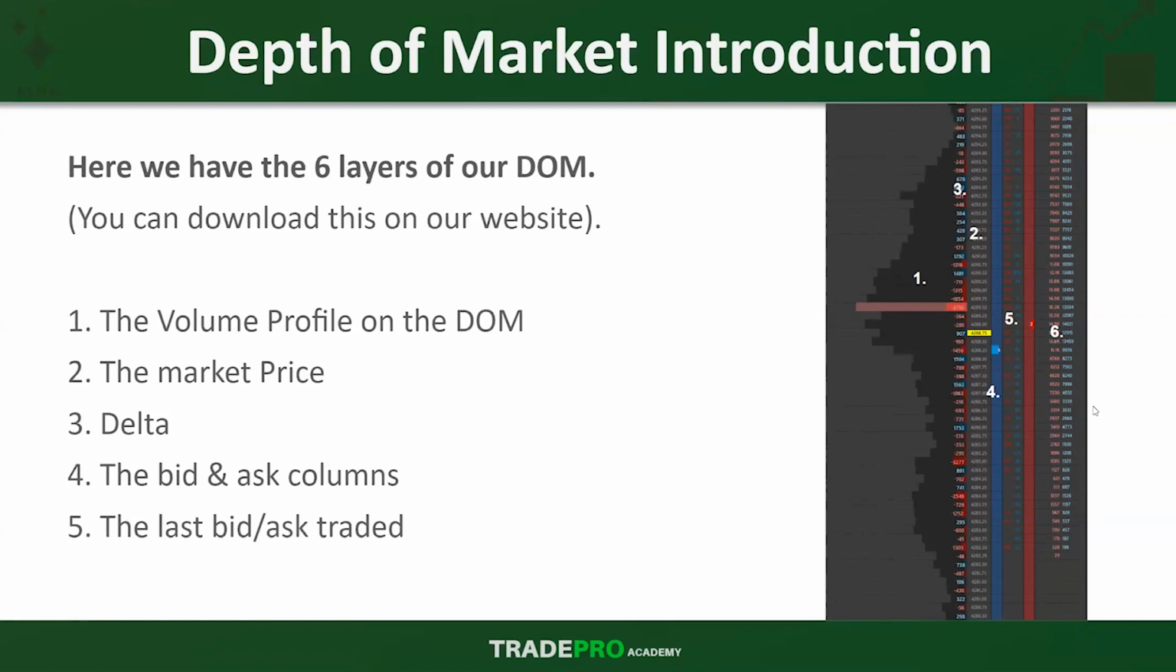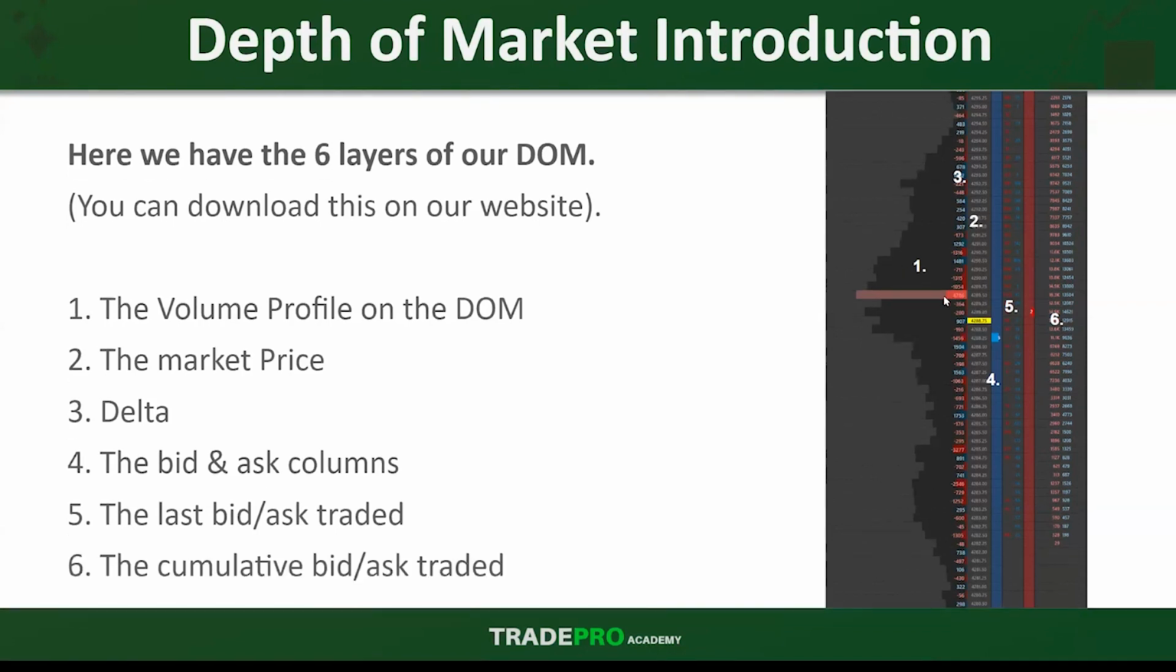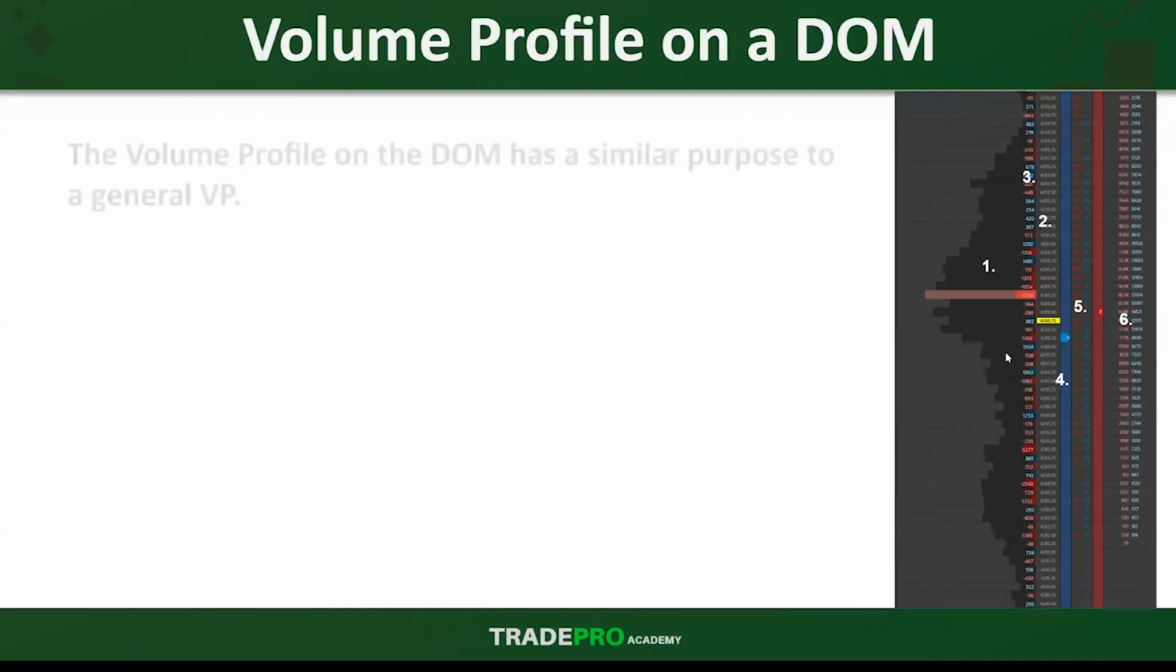And then number 6 is going to be the cumulative bid and ask traded. So if you take the volume profile and divide it between bid and ask, that's what you're going to get here at the number 6 area. And this is important because you can see which buyers and which sellers are coming in at certain levels, right? Who has more control, so on and so forth. Now, number 3, which is delta, is just the difference between number 6. So let's talk about these in more depth here.